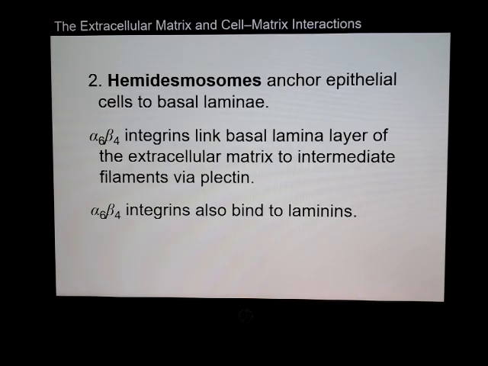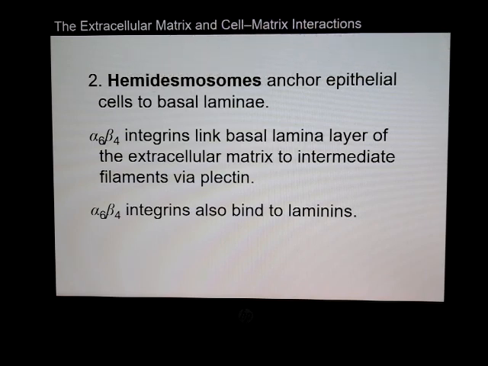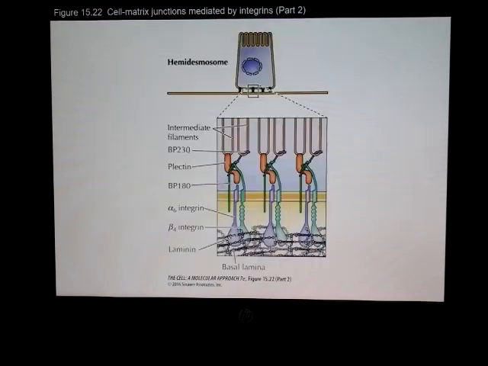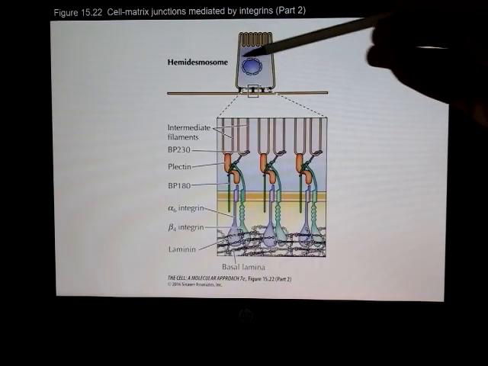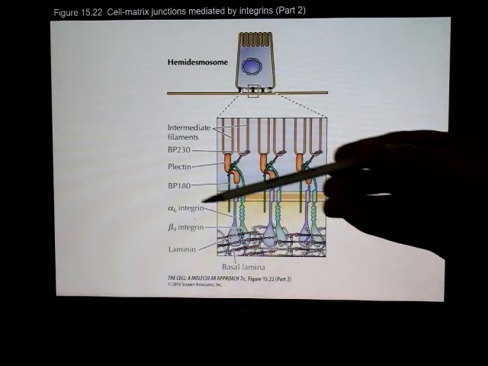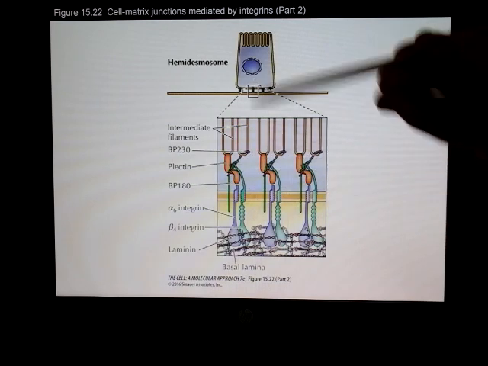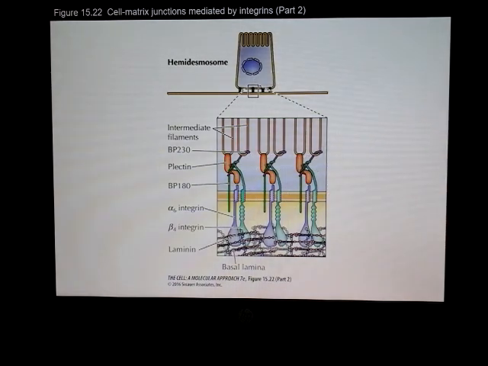The second type are called hemidesmosomes. They will anchor epithelial cells to basal lamina. They adhere them to basal lamina. And again, here's a blown up picture of that. You have a lot of different players in here, your integrins, BP180, plectin, etc., to allow that binding to take place.